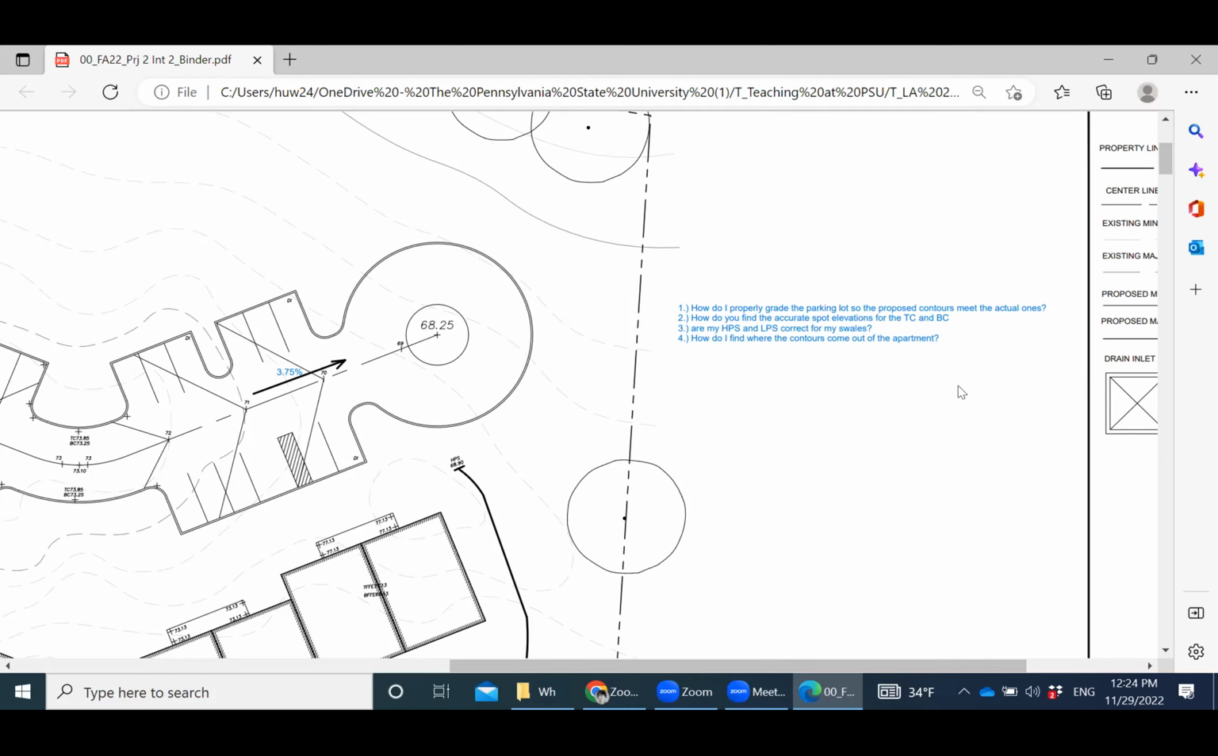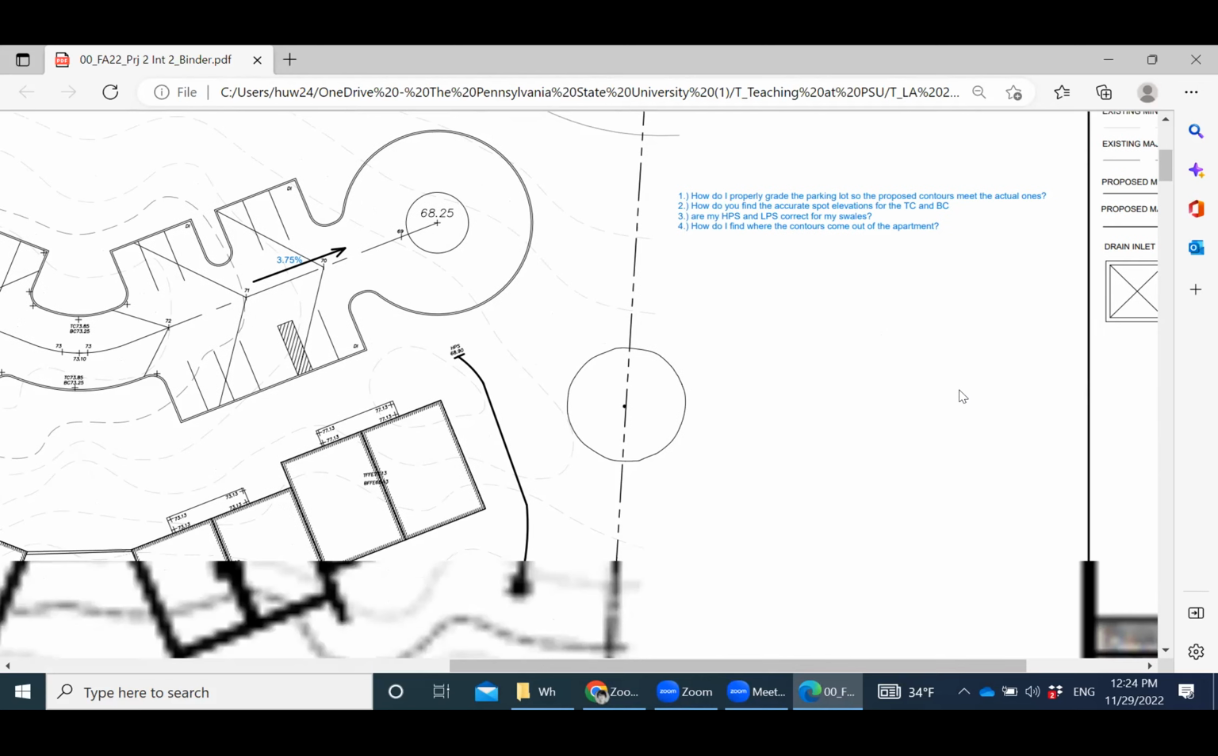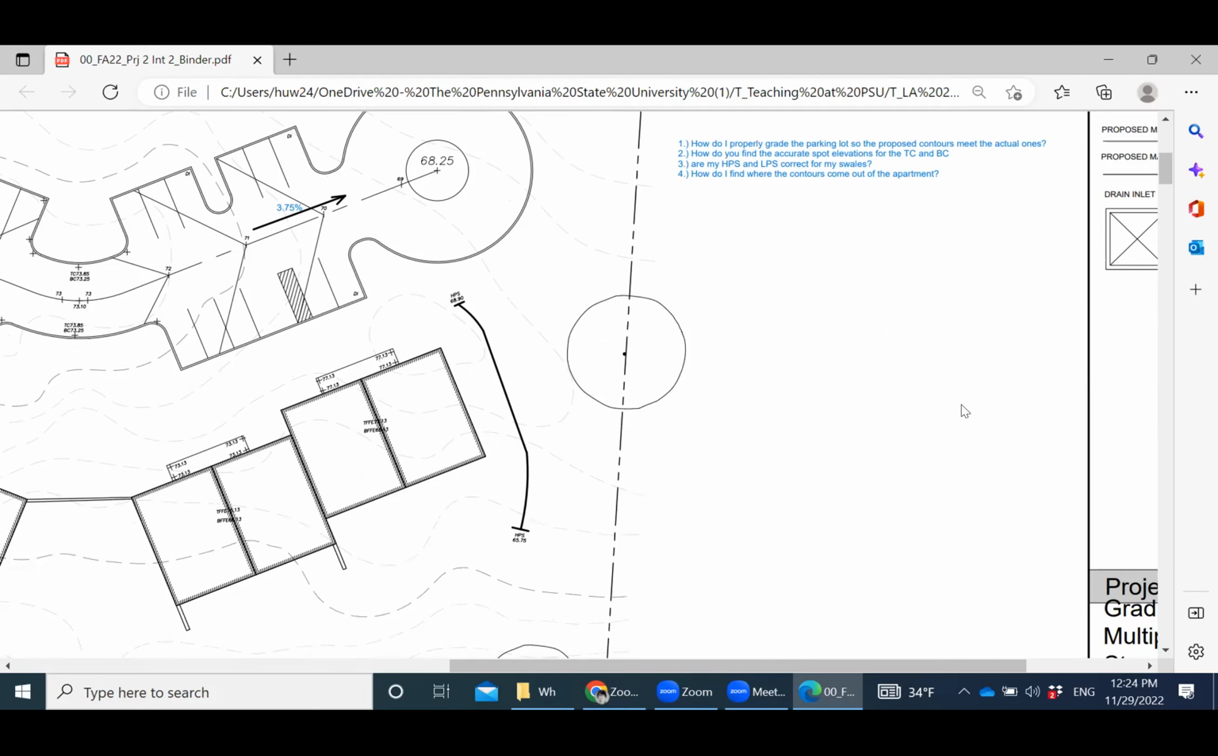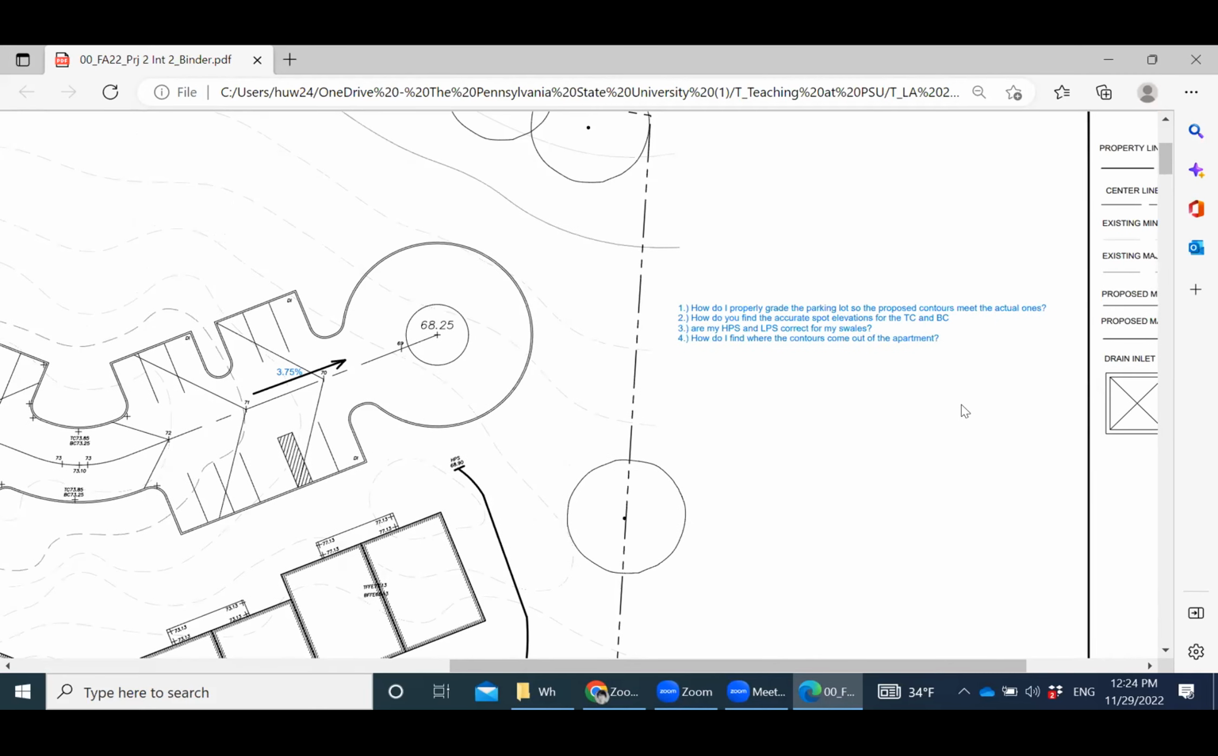Are my HPS and LPS correct for my swells? We don't really know yet because you have to have your draft contours to be able to know when and where to create a swell, right? Or whether or not to create a swell.